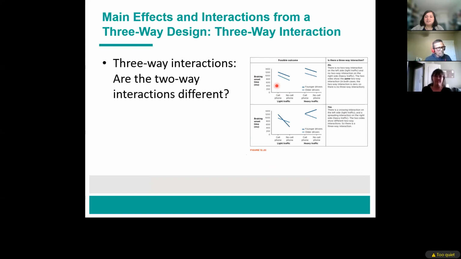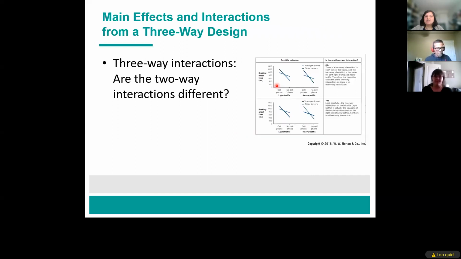Okay. You will not have a three-way interaction in this class, hopefully. But it is a lot. So here, is there a difference in the interactions between light traffic and heavy traffic?